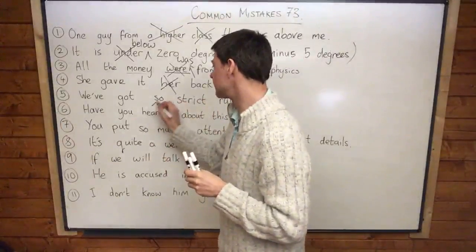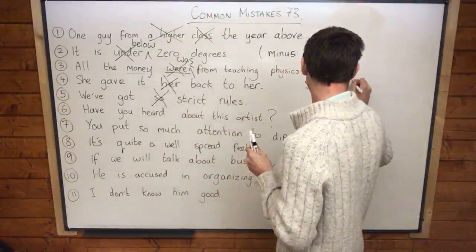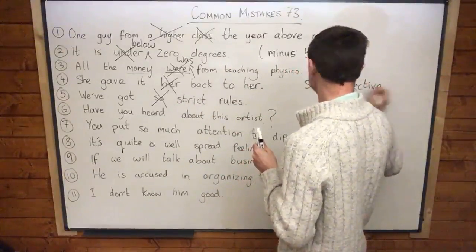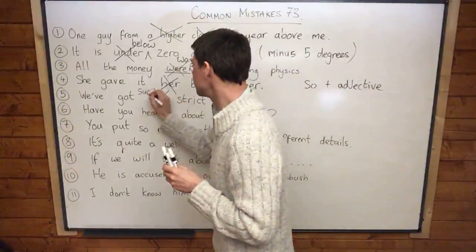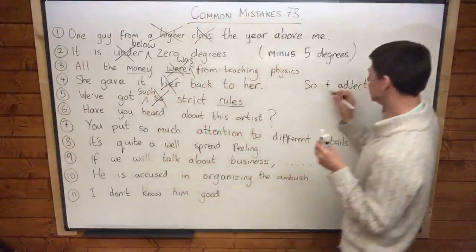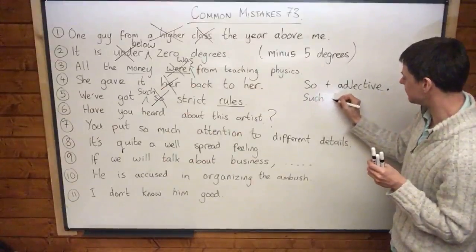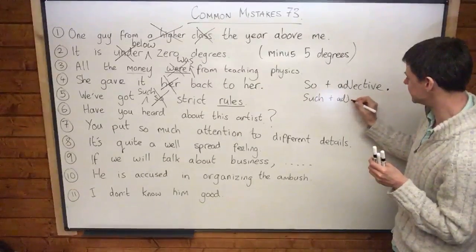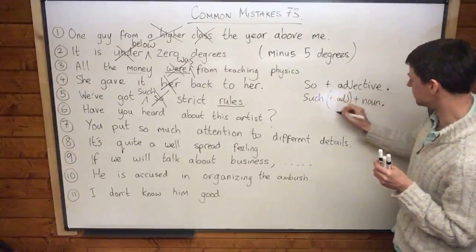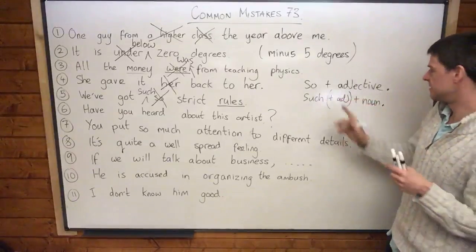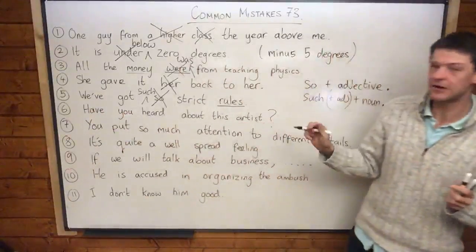So this is a mistake with so and such. We use so plus adjective, such plus noun, maybe with an adjective before it. And this one has got a noun there. That's why we've got to say we've got such strict rules. Okay, so plus adjective, full stop. Such plus adjective plus noun. But you don't have to have the adjective there. It will still be such a pleasure. Such a wonderful pleasure.